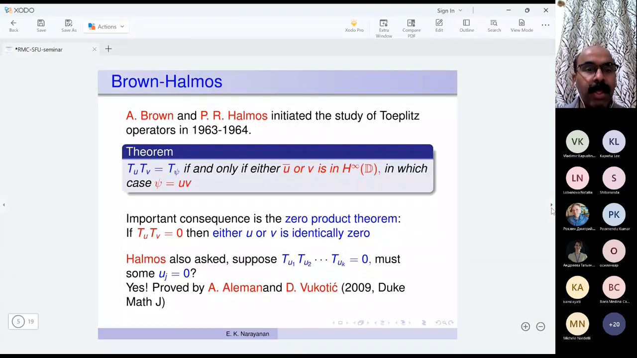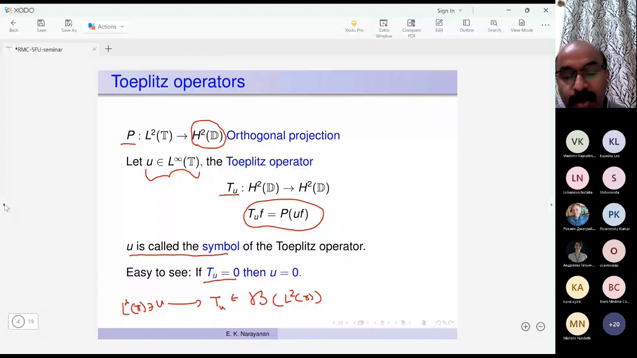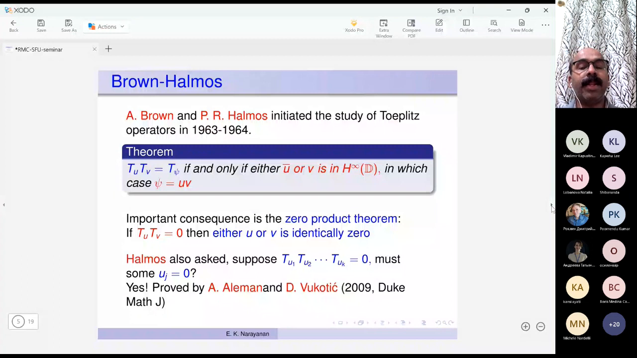Okay, so as well, it's easy to see that the map we saw earlier, u going to T sub u, is not an algebra homomorphism. Unlike the multiplication operator, where you are looking at multiplication by u, which is an algebra homomorphism, this is not. And there are easy examples like the unilateral shift and so on, for example.